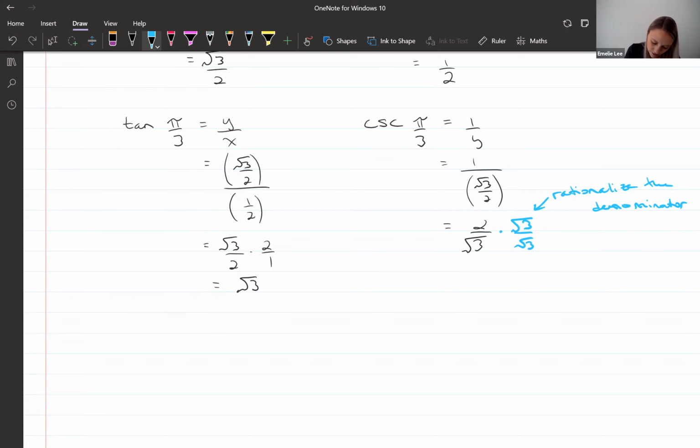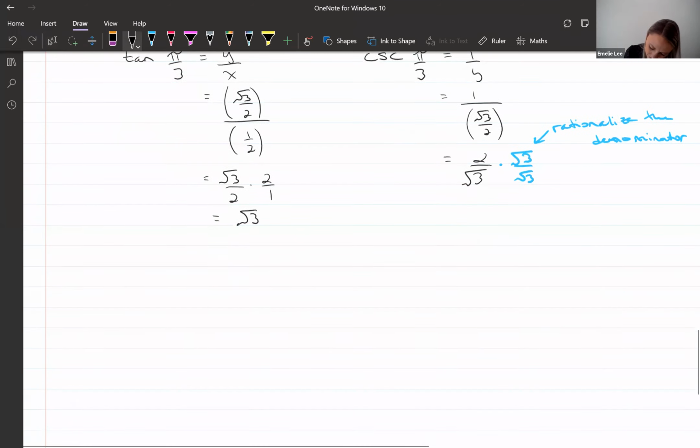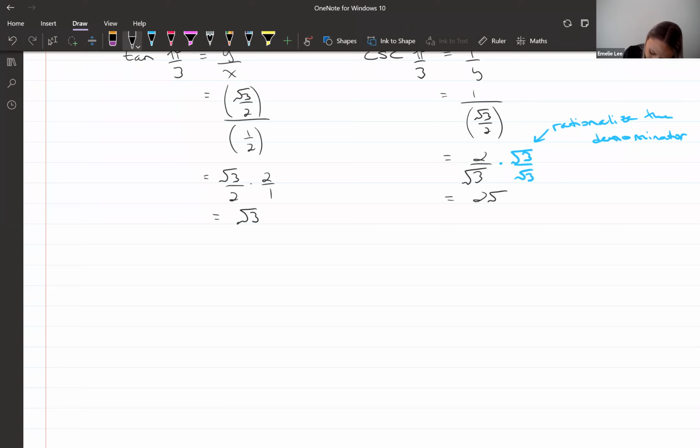So if I have root 3 times root 3 in the denominator, then I have 2 root 3 over 3, right? So I've just bumped that. I haven't changed the value, right? I've just bumped the root into the numerator.